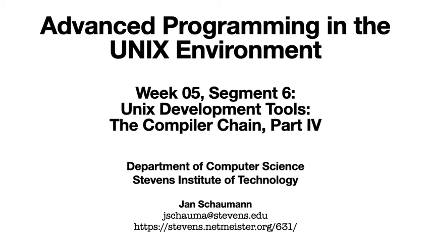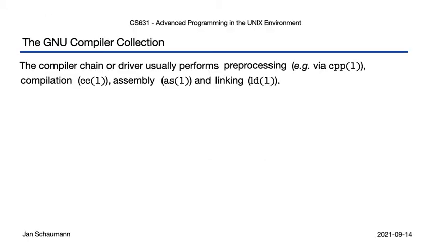This is week 5, segment 6, and we'll be wrapping up our discussion of the compilation process and the compiler toolchain. In the previous videos, we've seen how the compiler performs the different steps of pre-processing via the cpp command, compilation proper, and assembly of the intermediate code into an object file. The only remaining step left is to then take this object file and link it to produce an executable.